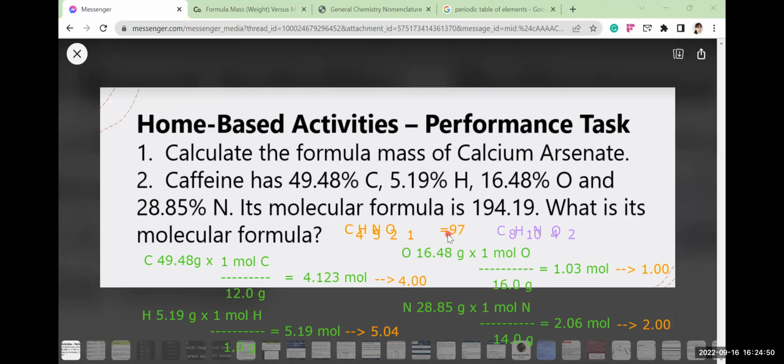Tapos, ano tong 97? Yung molar mass times weight. Right. So, ito yung total mass nitong C4H5N2O. Ngayon, ang kailangan mong makuha, molecular formula. Alam natin na yung formula mass is 97. Pero dun sa problem, ang mass niya is 194. So, gusto mong malaman ano yung ratio. Pagkatapos mo makuha itong 97, anong gagawin mo next? I-divide sa 194.19. Bakit? Para mahanap yung ratio. Yes. Okay.